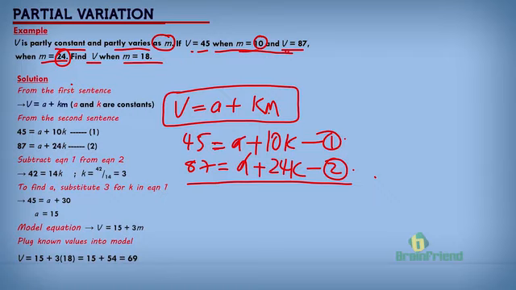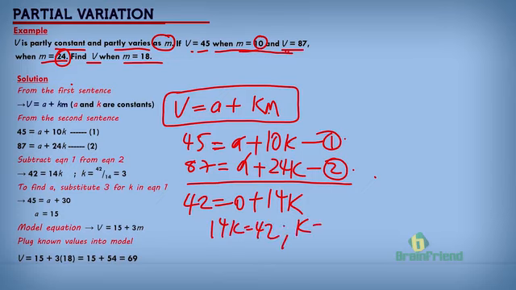Let's go on. 87 minus 45 will give us 42. A minus A will give us 0. And of course, 24K minus 10K is what? 14K. So 14K is 42. And therefore, K is 42 over 14, and that will give us 3. So K is 3.